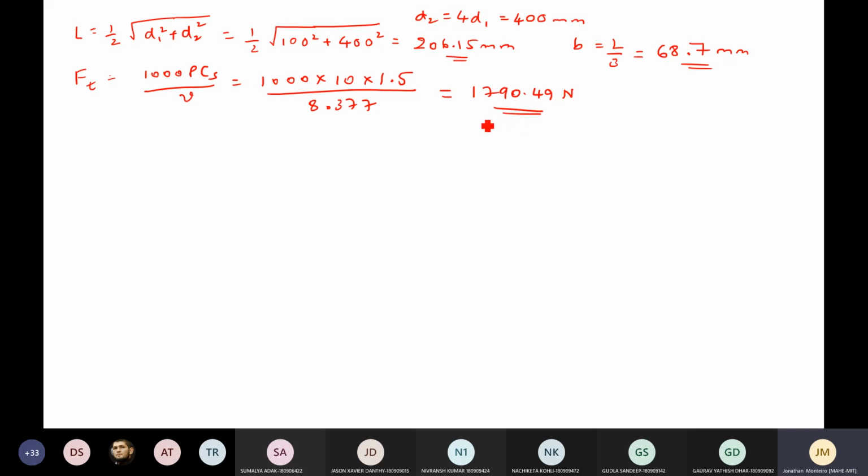Now substitute this value back. I'll write the equation. 1790.49 must be equal to sigma d1, which is 172.6, CV value came out to be 0.267, and the next value is B, which is 68.7, into pi into y. Pi is known but y is not known, into m, into 2 by 3.